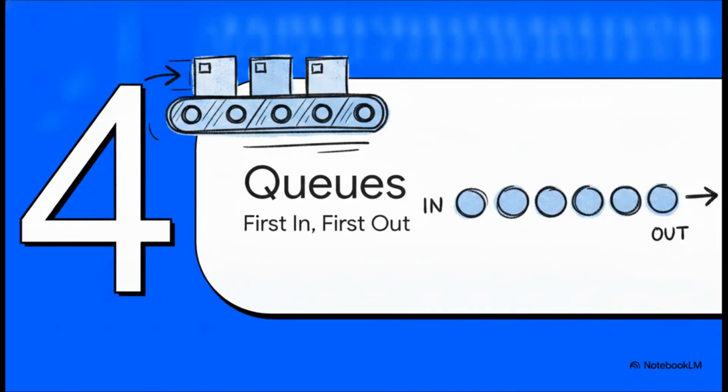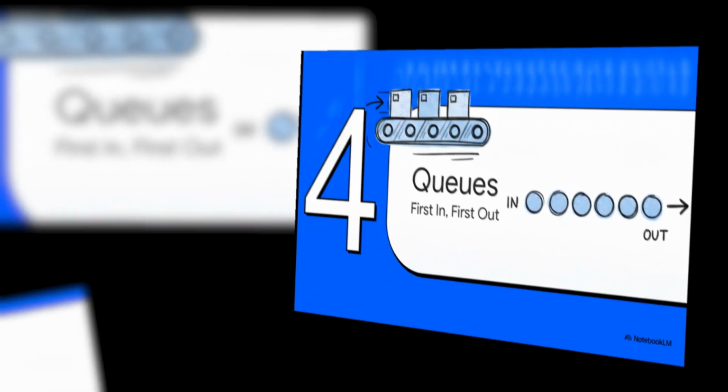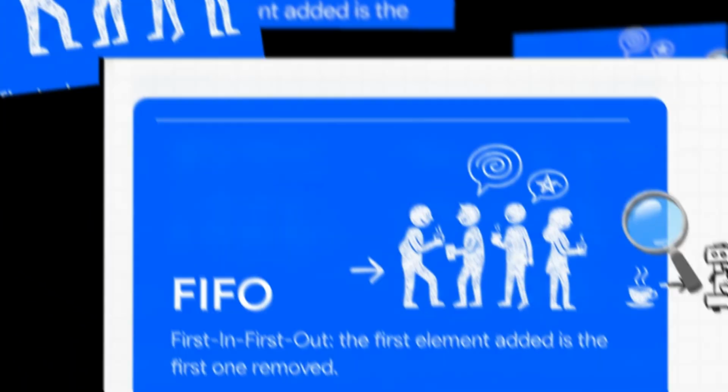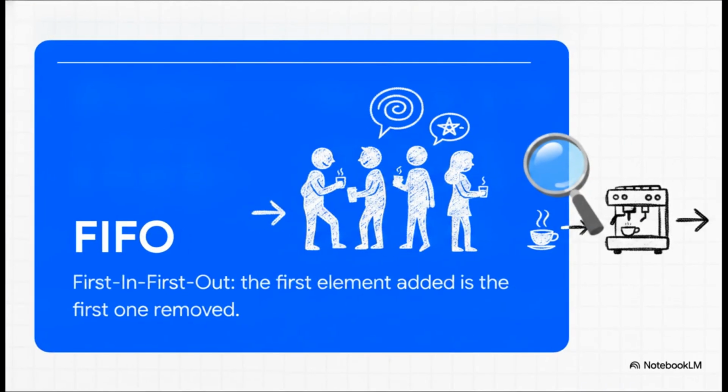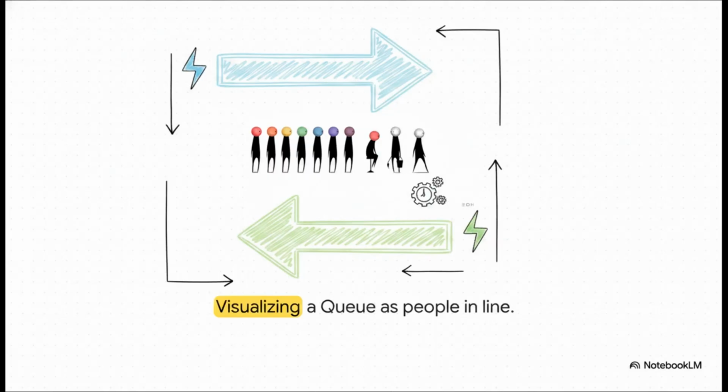Pivoting now to section 4, queues, first in, first out. If stacks are LIFO, queues are FIFO, first in, first out. Honestly, this is incredibly intuitive because it works exactly like waiting in line at a coffee shop. The first person to get in line is the first person to get their coffee and leave. The last element added to a queue, well, it just has to wait until everyone ahead of it has been processed and removed. Instead of push and pop, queues use operations called enqueue and dequeue.